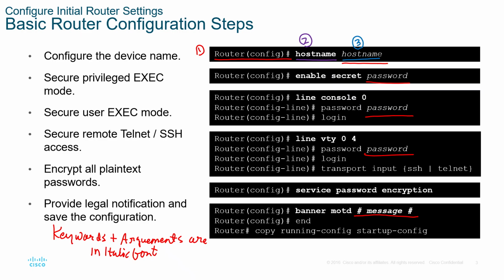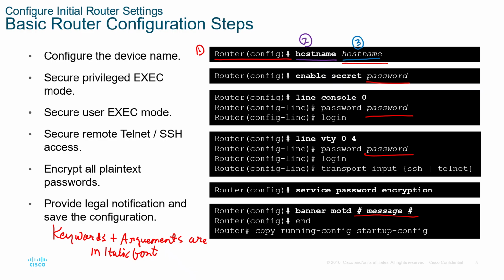Now, your line VTY, this is for your virtual line. So line VTY means virtual telecommunication lines. And on a router, you have 0 to 4. On a switch, depending on the model of the switch, it will be 0 to 4 or it will be 0 to 15. So very important concept.